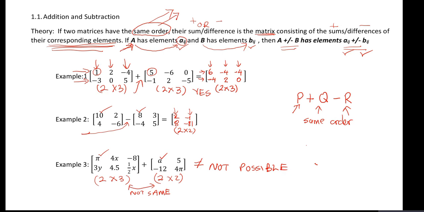Well, just think about it. Pi added into A, 4x added into 5. What's minus 8 going to do all by itself? So always check the order for addition and subtraction.